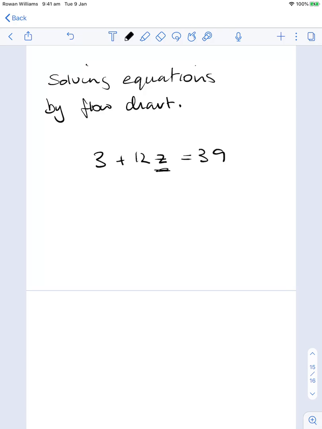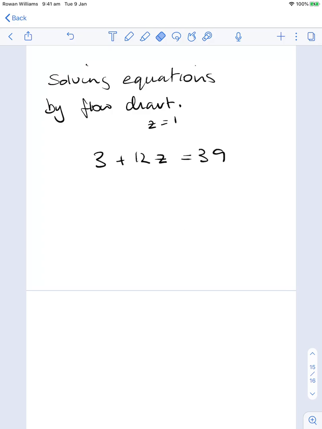So for example, if I put in there that z equals 1, I would get 3 plus 12 times 1, which is 12, which is 15, and that doesn't equal 39, right? So my left side would be 15 and my right side would be 39. 15 equals 39 is untrue. No good. But there's going to be some specific number that works, and I want to be able to solve for what that number is.